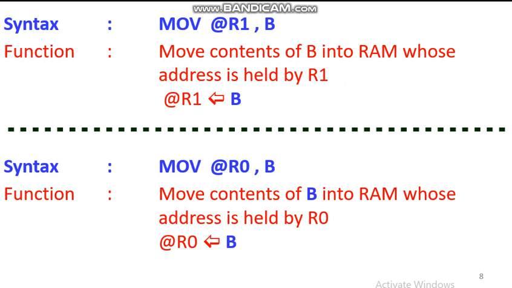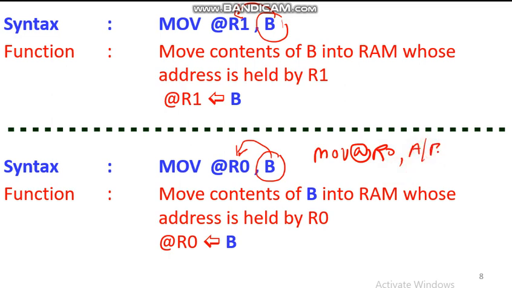Similarly, we can copy the content of register B into the location pointed by R1. Here, the content of B goes into the location in RAM pointed by R0. So here we can have MOV @R0, followed by A, or B, or data. So we have three options.